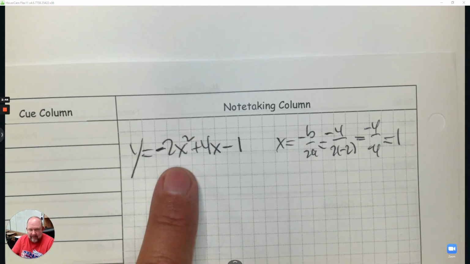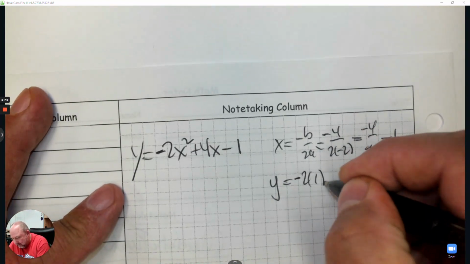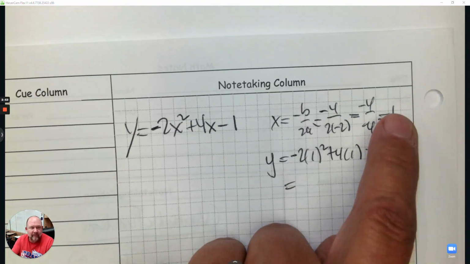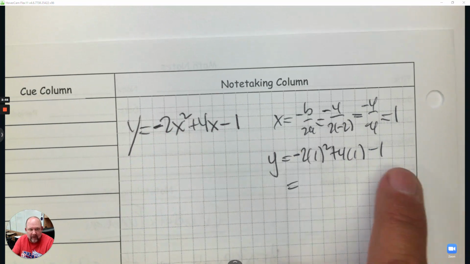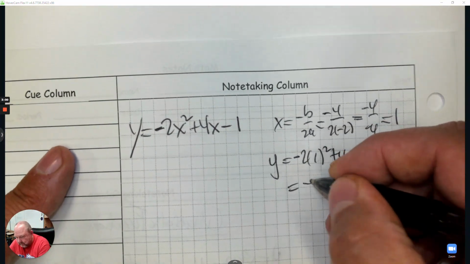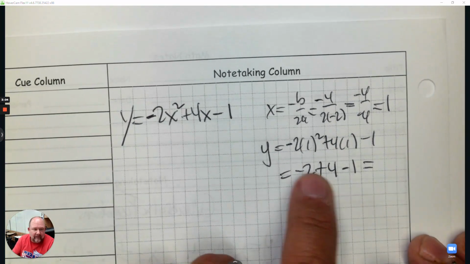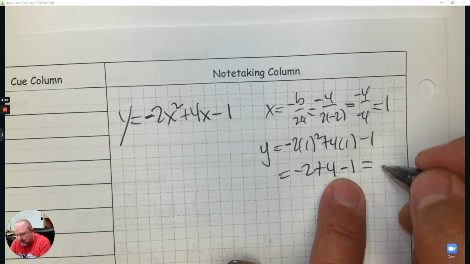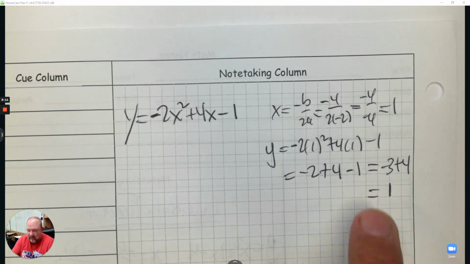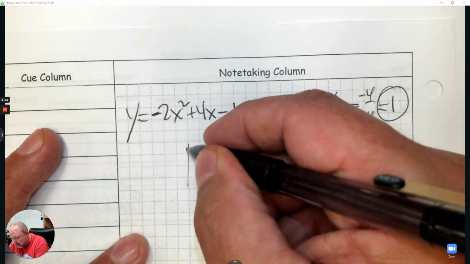Then I'm going to plug that back in. So y is equal to negative 2, and then I plug 1 back in, and I'm going to solve that. So I found positive 1, replace the x with positive 1, and solve. So 1 squared is 1 times negative 2, 4 times 1, and then solve it. So negative 2 and negative 1, and then negative 3 plus 4 is positive 1. So these two numbers are really important. It's actually 1 and 1.